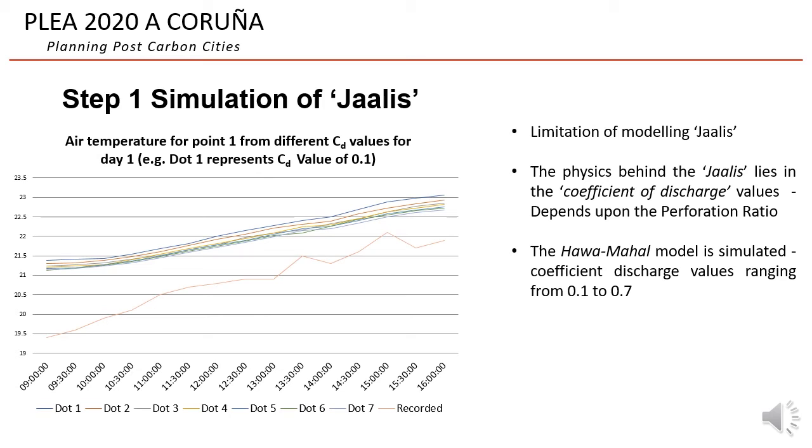The physics behind the jalis lies in the coefficient of discharge value, which depends upon the perforation ratio of the surface. CD values need to be assigned to windows of the same size to get results similar to the actual jalis. The Hawa Mahal model is simulated with different coefficient of discharge values ranging from 0.1 to 0.7. The result in the form of air temperature values has been represented in the graph.